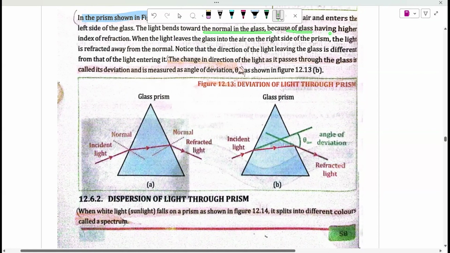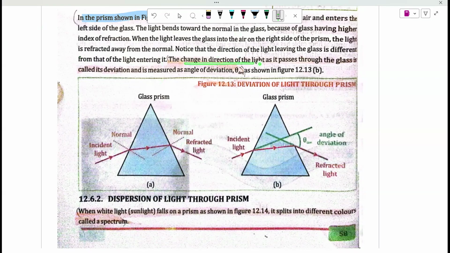towards the normal in the glass because of glass having higher index of refraction, so speed would decrease in the medium. When light leaves the glass into the air on the right side of the prism, the light is refracted away from the normal because the direction of light leaving the glass is different from that light entering into it. Cause यहाँ से air to glass जा रहा है and from here glass to air जा रहा है. So उसने वही चीज repeat की है.